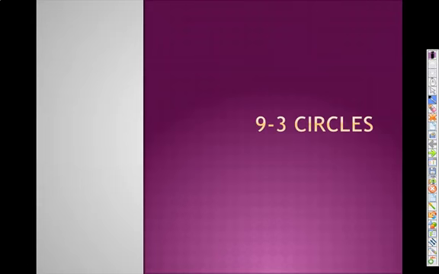Alright class, here we go. Section 9.3. We're going to deal with circles today. We're going to find equations of circles. And so let's get some notes. This should be a fairly easy section.